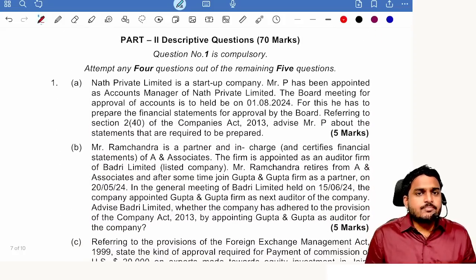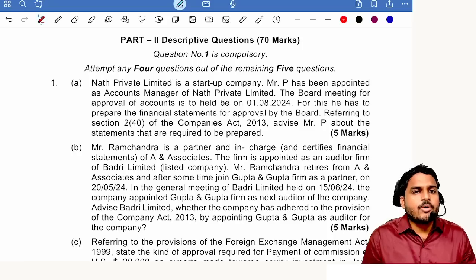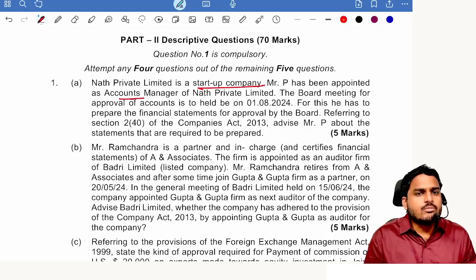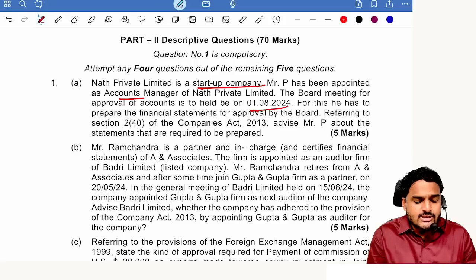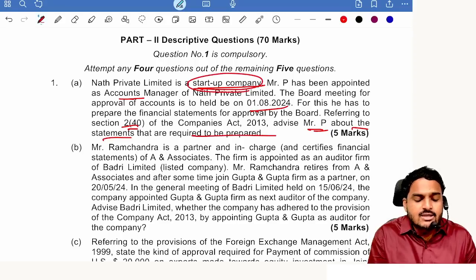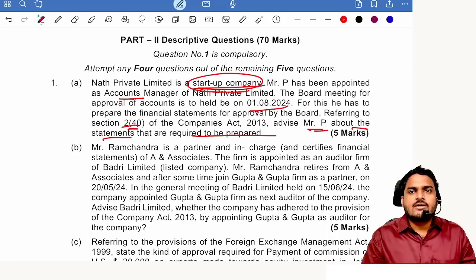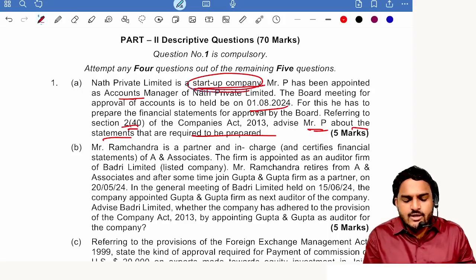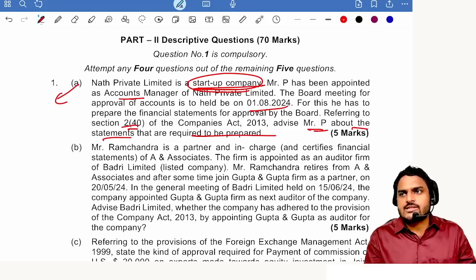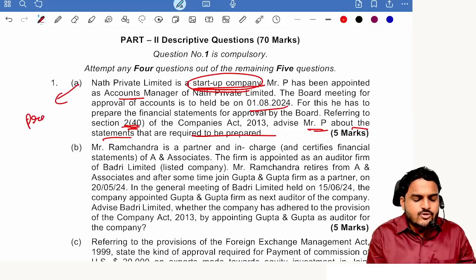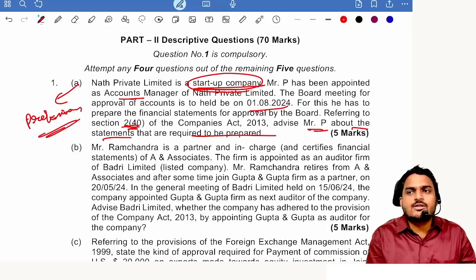Descriptive questions. North Private Limited is a startup company. Mr. P has been appointed as accounts manager. The board meeting for approval of accounts is to be held on 1st August 24. For this, he has to prepare financial statements for approval by the board. Referring to Section 2 clause 40 of the Companies Act, advise Mr. P about the statements that are required to be prepared. It's a startup company. Financial statements exclude the cash flow statement for a startup. Understood? This is a question with respect to the definition of financial statements. Section 2 clause 40 means this question is from which chapter? Preliminary. Section 2 is a part of the preliminary chapter.